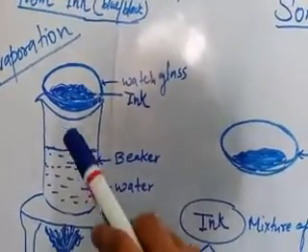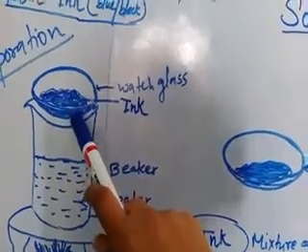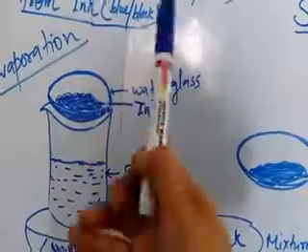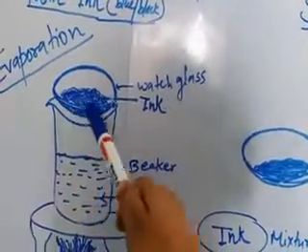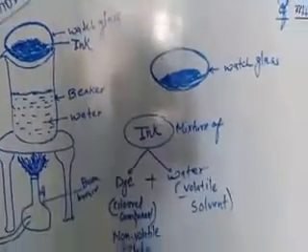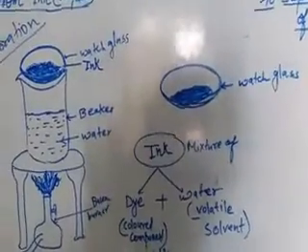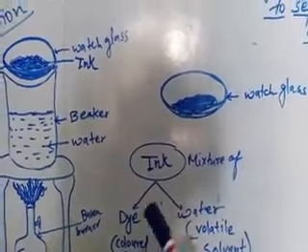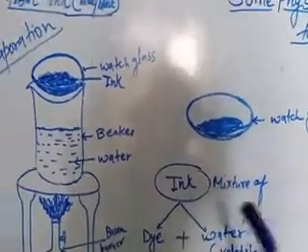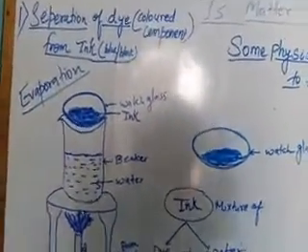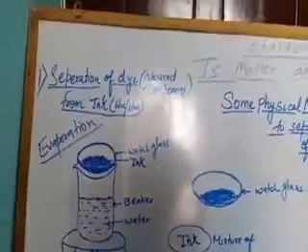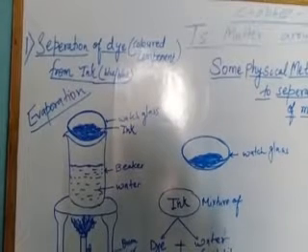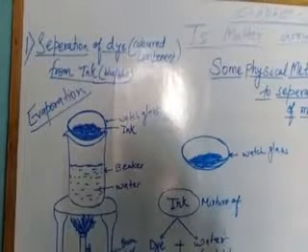So we will see that whatever the volatile component, that is water present in it, got evaporated completely, leaving behind the colored component or dye in the watch glass. So that's how we can separate dye from water. That is, we can separate the different components of the mixture ink through the process of evaporation method.